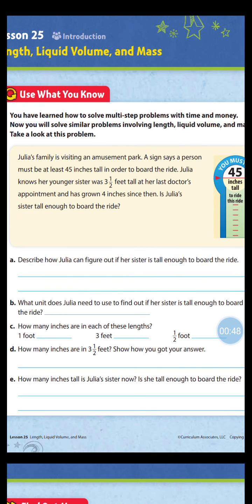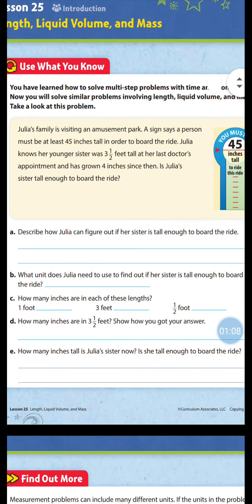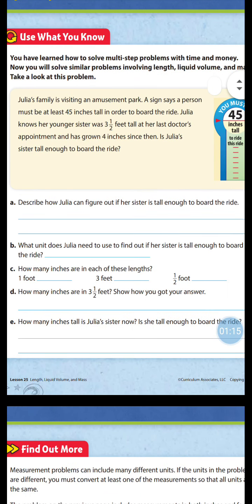Okay, so the first question asks us, we're just going to talk about these, and then I'm going to show you how they solved it with a picture. Describe how Julia can figure out if her sister is tall enough to board the ride. First of all, we need to figure out how to go from feet to inches because the final answer is 45 inches. That's how tall she has to be. So we need to convert feet to inches. B is asking us what unit we need to use to find if her sister is tall enough. Again, we said the unit is inches.